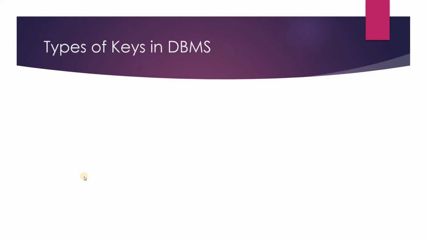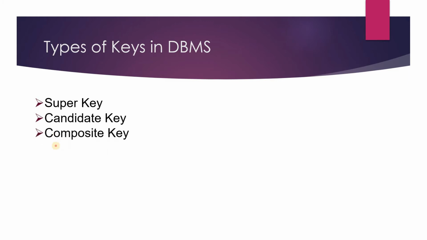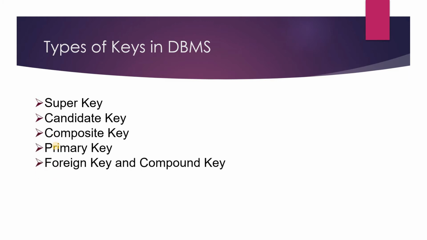Now we'll look at types of keys in a database management system. So there are a lot of types of keys in DBMS and we'll look at them one by one. So first comes the super key, then the candidate key, then the composite key, primary key, foreign key and compound key, and at last the surrogate key.